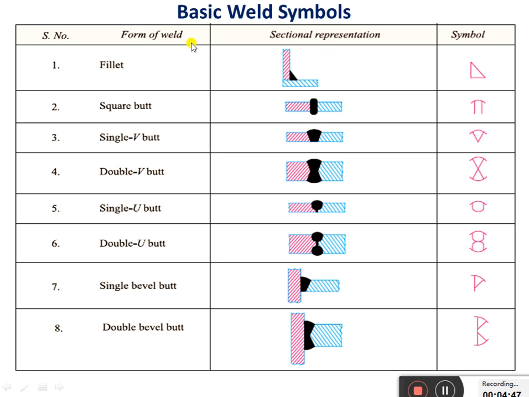And the basic weld symbols. We have already seen the different welds, so how do we mention these symbols? Here you can see different welding joints and the symbols of each joint. For example, we see a fillet. A sectional representation is shown here, but the symbol is a triangular symbol. Likewise, each and every welding joint has a symbol.